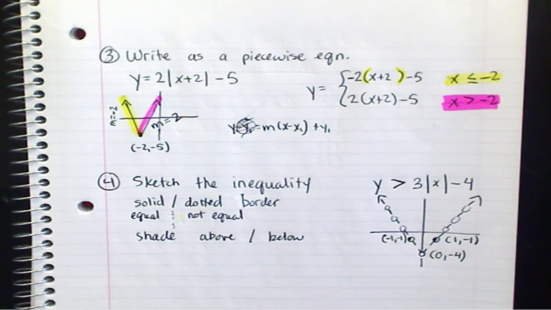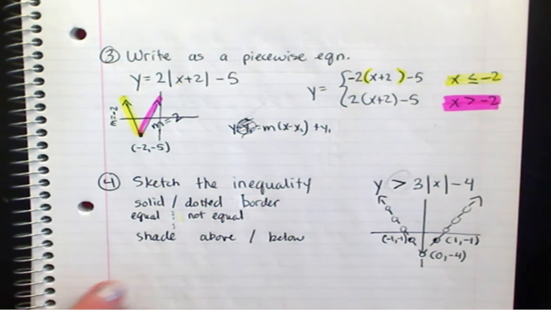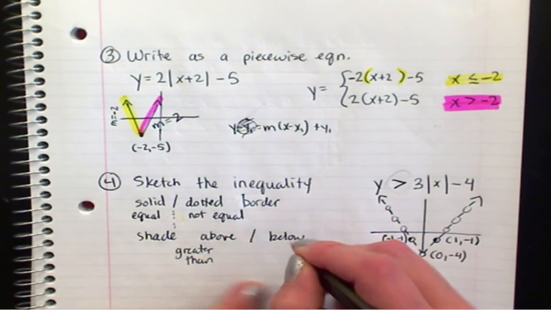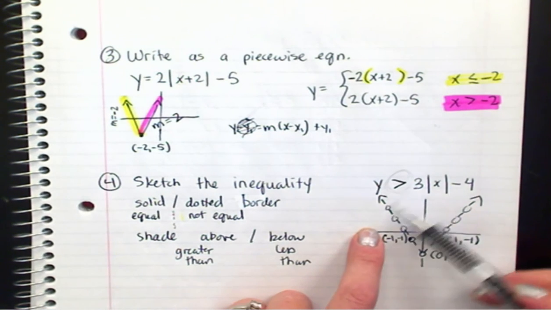Okay, how do I shade? Greater than, less than. This says greater than.